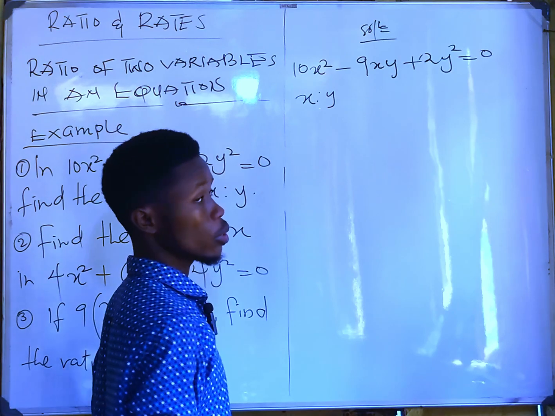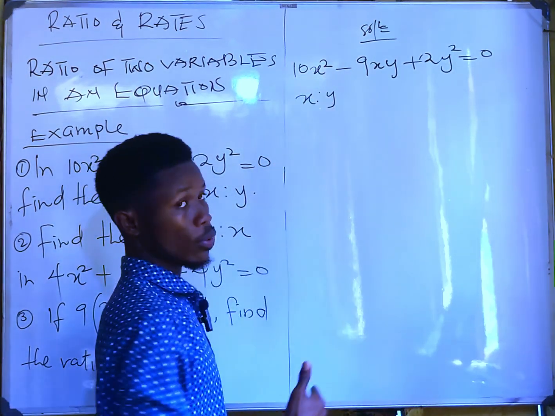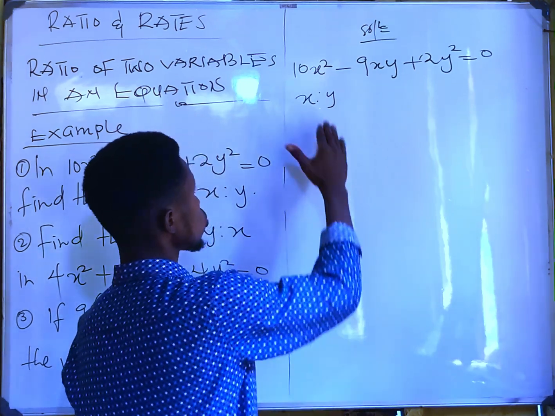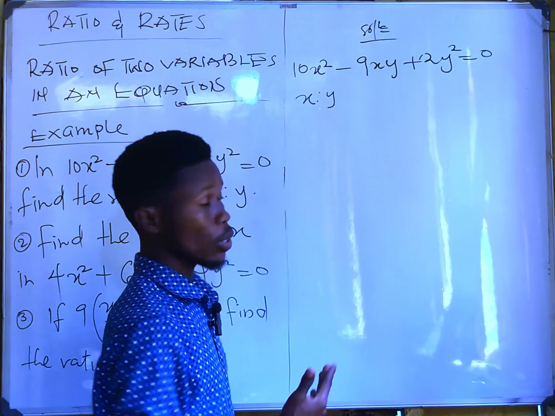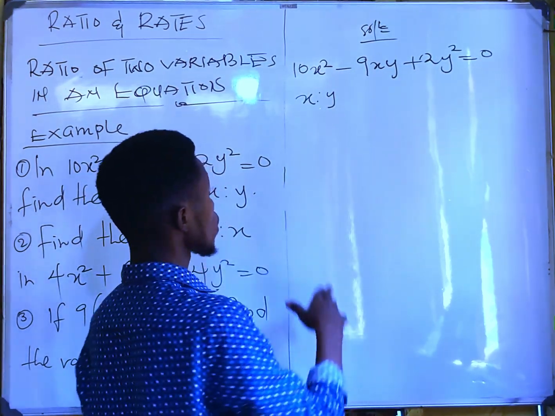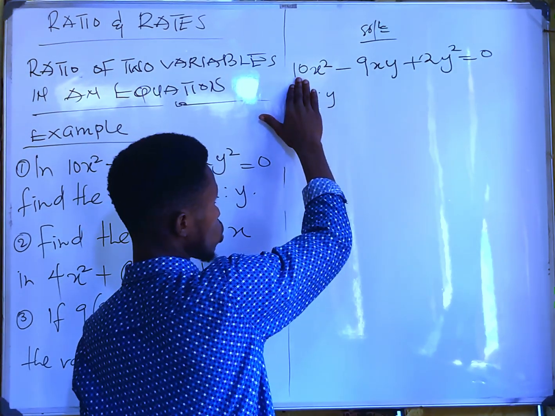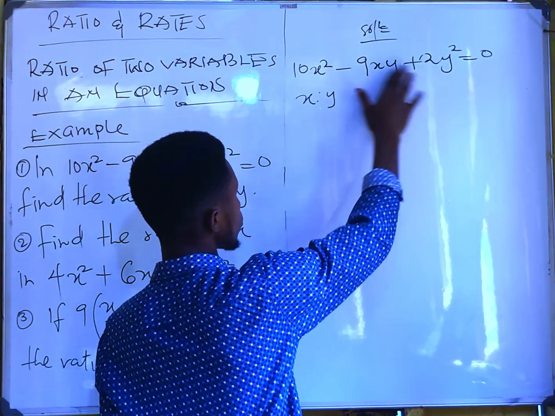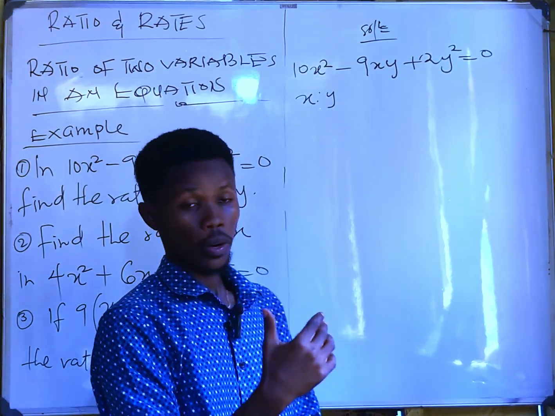So the first thing that we're going to do is solve this quadratic equation. You know that if the coefficient of the x squared is not 1, we multiply it by the constant here. The coefficient of this x squared is 10, so first you multiply 10 by 2. That gives us 20. Now when you get 20, you look for factors of 20.